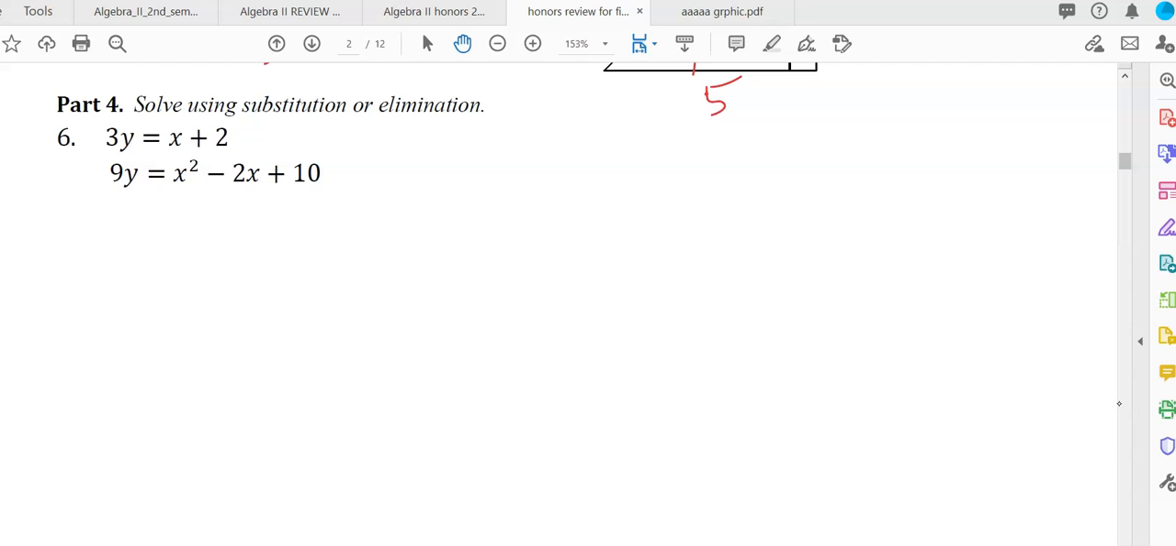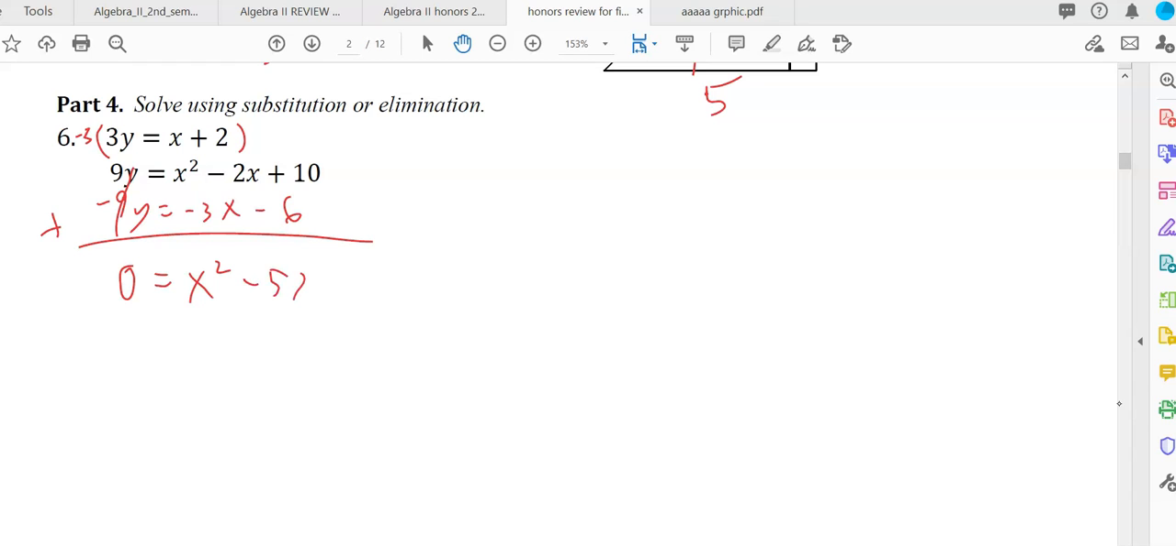Substitution or elimination. Let's see which one looks easier. I might multiply this one by negative 3, so I'm going to put that right below. So I get negative 9y equals negative 3x minus 6. I'm going to subtract, that goes away, and you get 0 equals x squared, negative 2, I guess I'm just adding those. So negative 2 plus negative 3 is negative 5x plus 4.